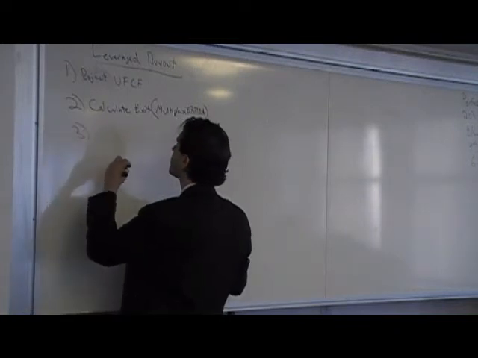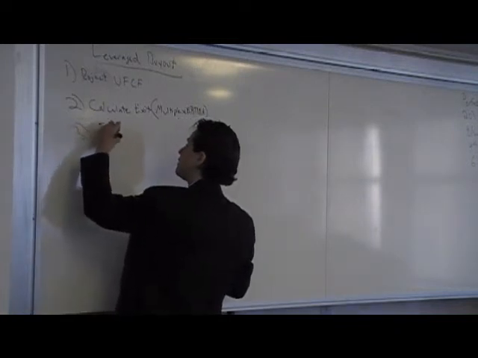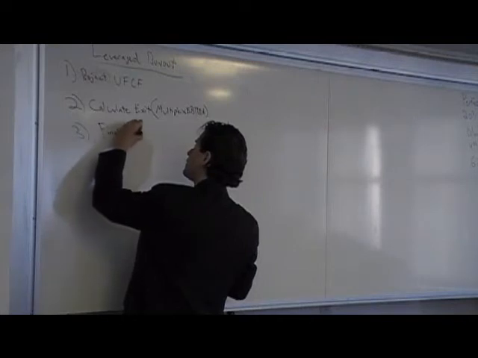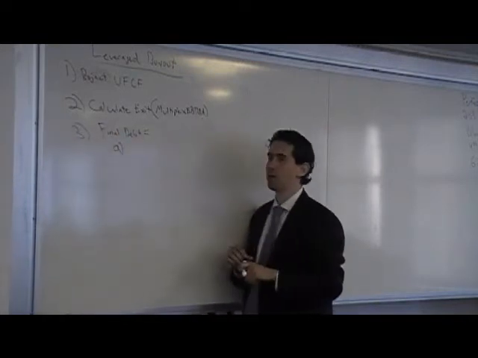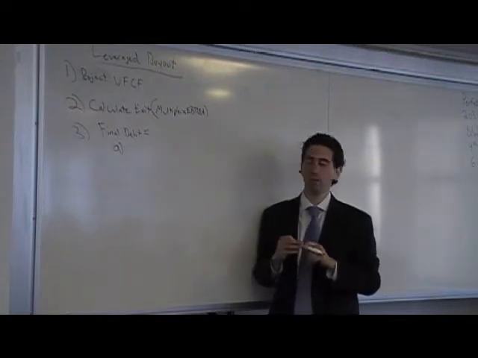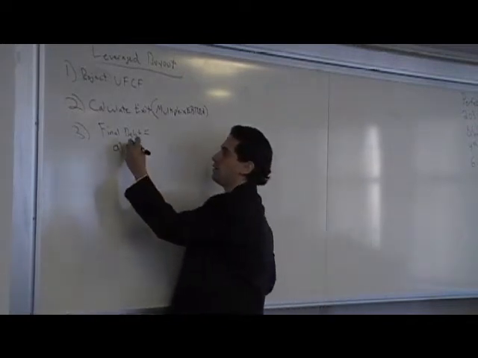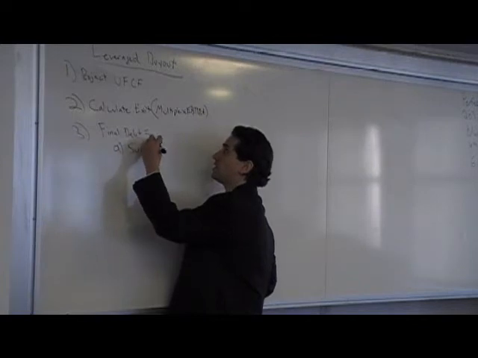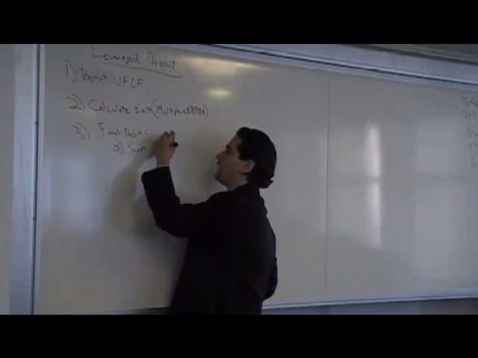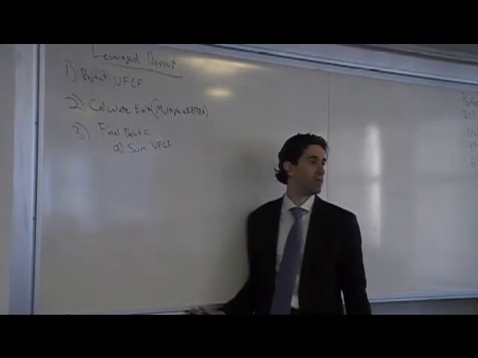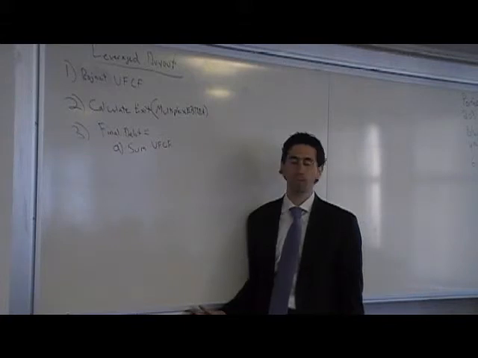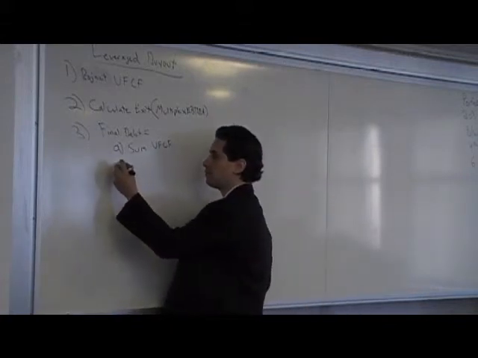Final debt equals A. We need to figure out all the cash flows. So sum unlevered free cash flow, add them all up. It's the cash we can use to pay down the debt. Right? B.